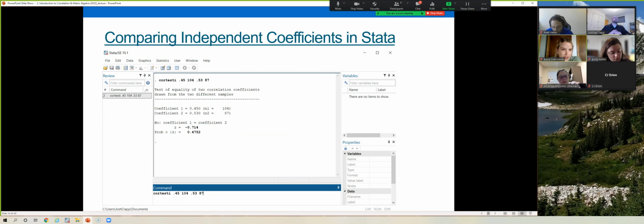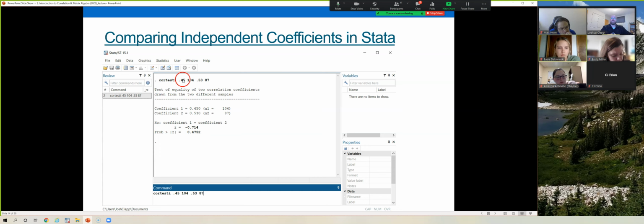Yeah. Can't do this in SPSS to my knowledge. For Stata users, again, this is going to be talking to Robert and Ali if they're watching this video later, it's pretty easy to go through and do this just in Stata. If you load the command CORTESTI and then enter the sample correlation for population 1 and the sample size, the correlation for population 2 and the sample size, it'll go through and run this for you.